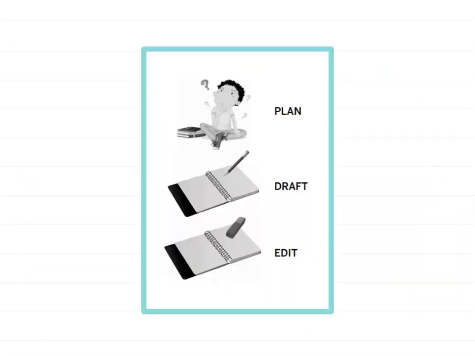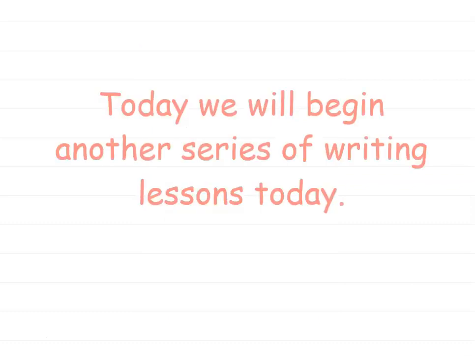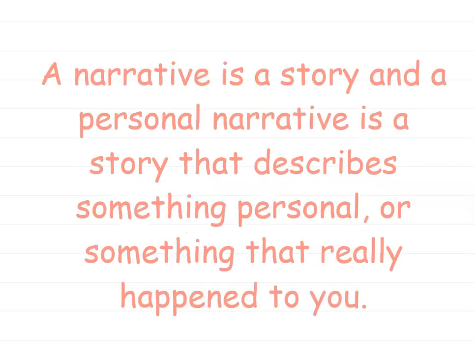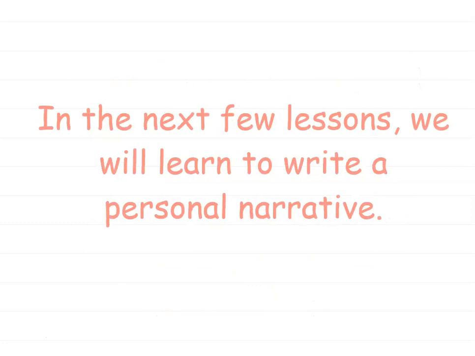Look at our writing graphic. It shows us the 3 steps in the writing process: plan, draft, and edit. Today, we will begin another series of writing lessons. We will begin learning about another genre of writing, the personal narrative. A narrative is a story, and a personal narrative is a story that describes something personal or something that really happened to you. In the next few lessons, we will learn to write a personal narrative.